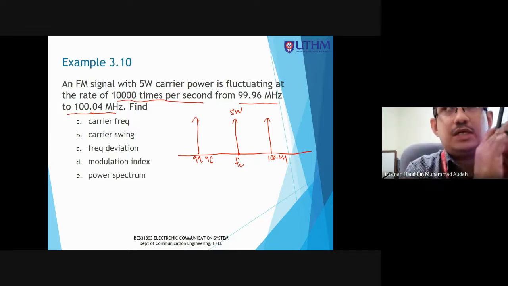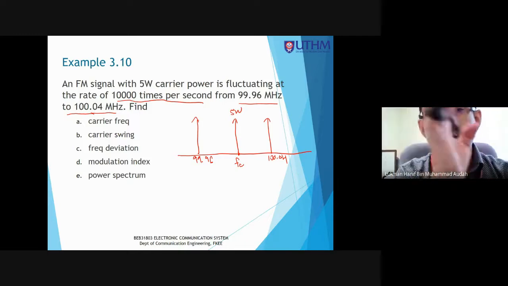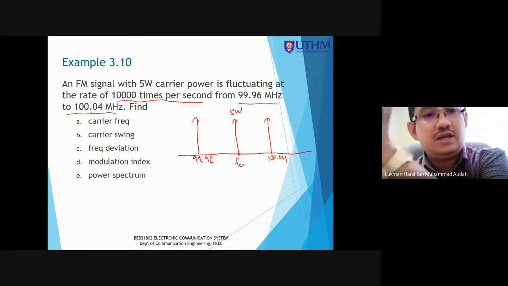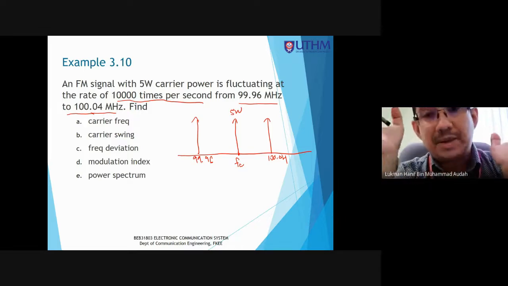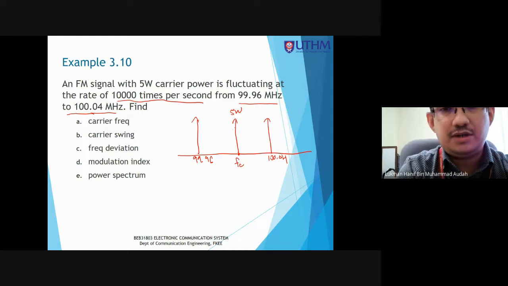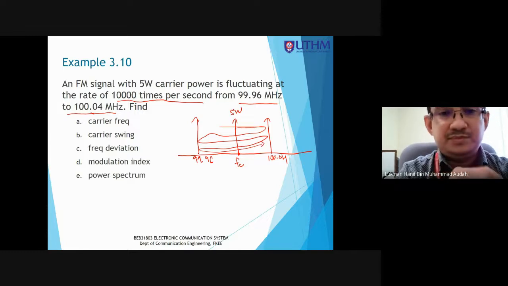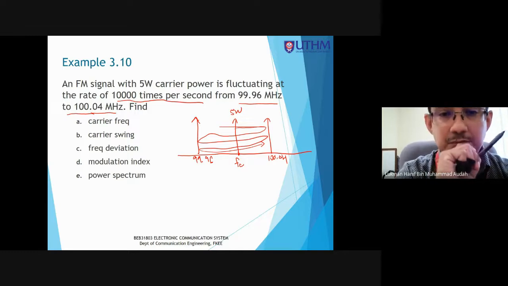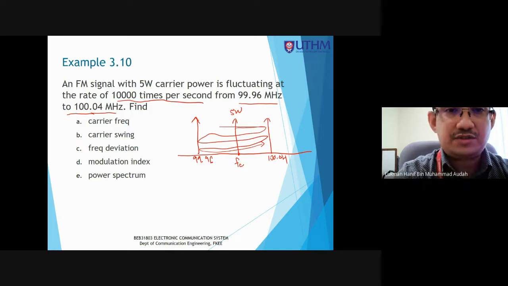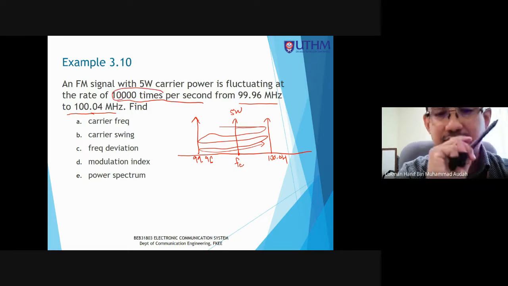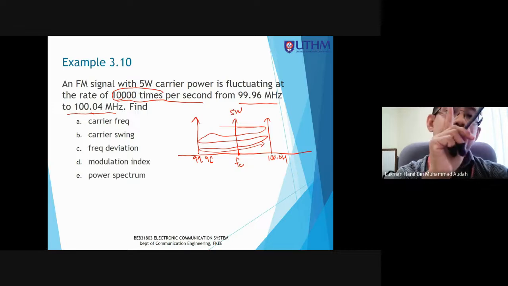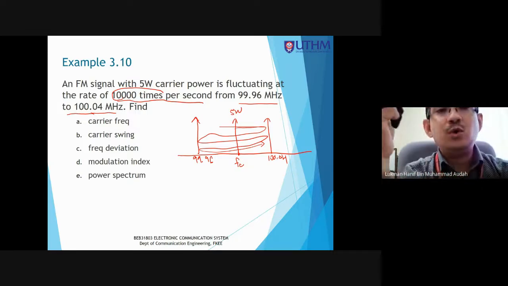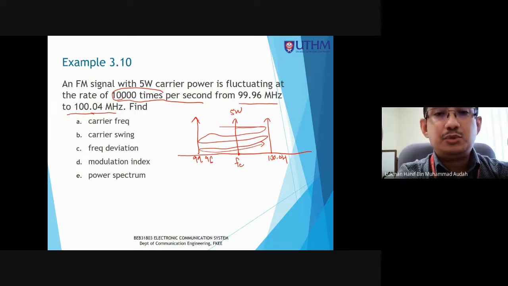Okay, so dia fluctuates. Fluctuates means dia oscillate ataupun berayun daripada 99.96 sehinggalah 100.04 megahertz. Okay, ni macam inilah dia bergerak macam ni. Ya. So dia fluctuates. Okay. Dan kalau dilihat di sini, dia fluctuates sebanyak 10,000 times per second. Dalam masa satu saat, dia berayun sebanyak 10,000 kali. 10,000 kali maknanya dia complete 10,000 cycle.